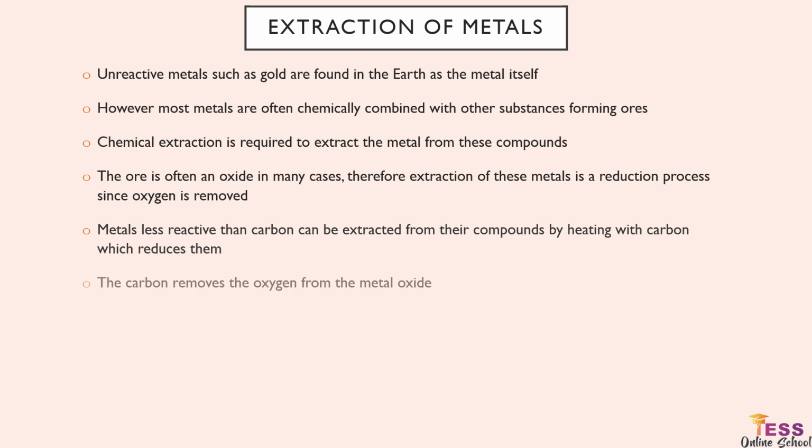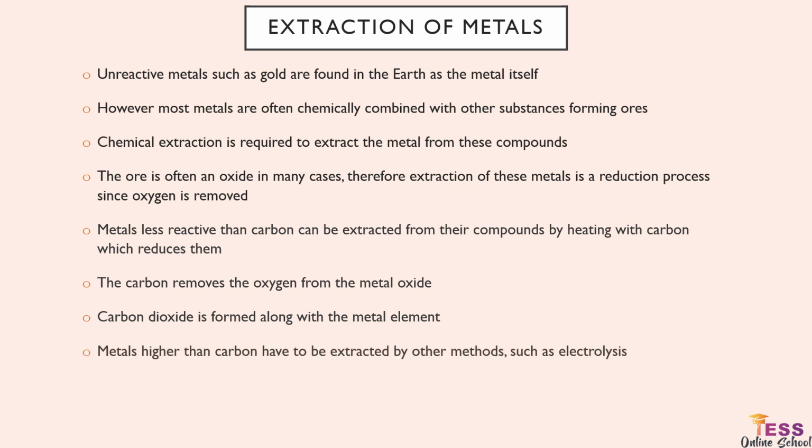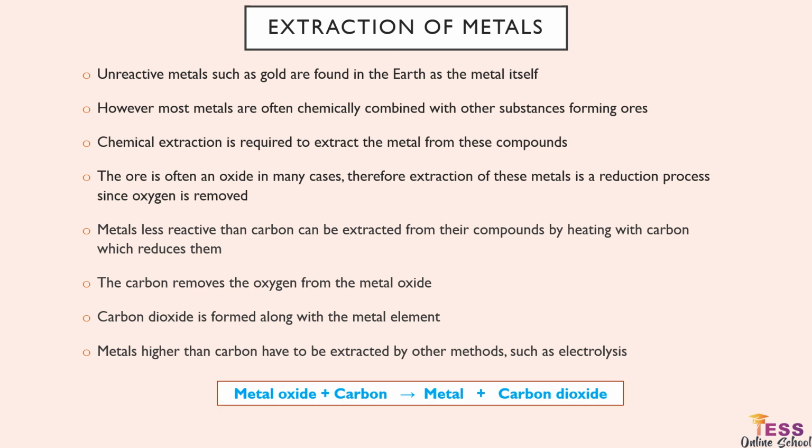The carbon removes the oxygen from the metal oxide. Carbon dioxide is formed along with a metal element. Metals higher than carbon have to be extracted by other methods such as electrolysis. A general equation of this process would be metal oxide plus carbon gives you metal plus carbon dioxide.